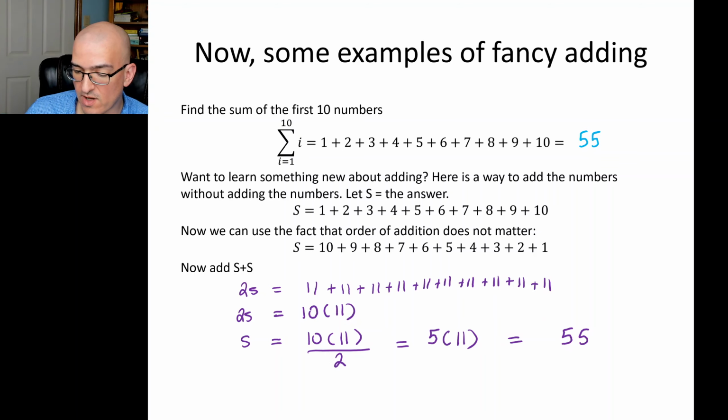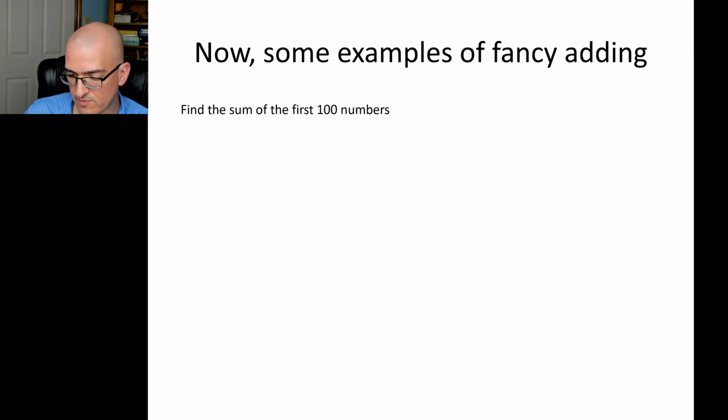You might say, so what? In the time it takes to construct this, you could have just added the things together. Okay, now what? Add the first 100 numbers together. How are you going to do this? You're going to add 1 plus 2 plus 3 plus 4 plus 5.